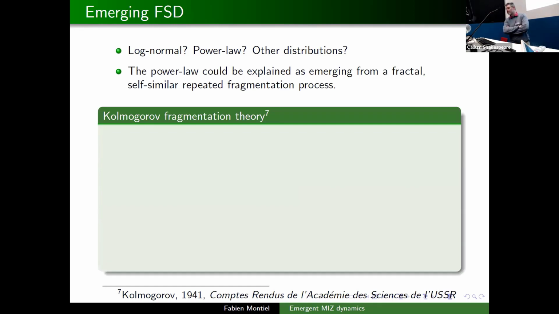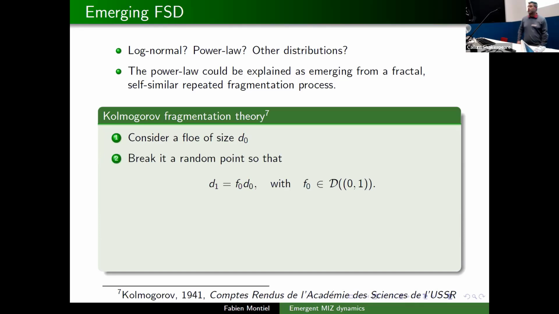There's this Kolmogorov fragmentation theory, which was proposed in the 1940s, and it had nothing to do with sea ice at the time. And as far as we know, it's never been really discussed in the context of sea ice breakup either. And so the way it works is fairly simple. You start with just one floe of size D0, but instead of breaking it exactly in the middle, you break it at a random point this time. But the point at which you break it randomly is not necessarily based on a uniform distribution. It can have some other type of distribution governing it.